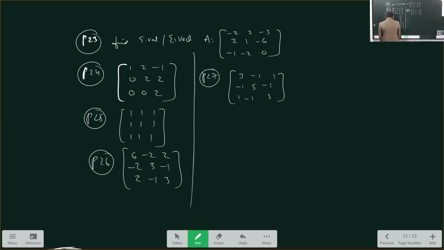And take the last problem in this category. This is P28: 3, 2, 2, 3, 2, 2, 1, 2, 2, -1, -1, 0.